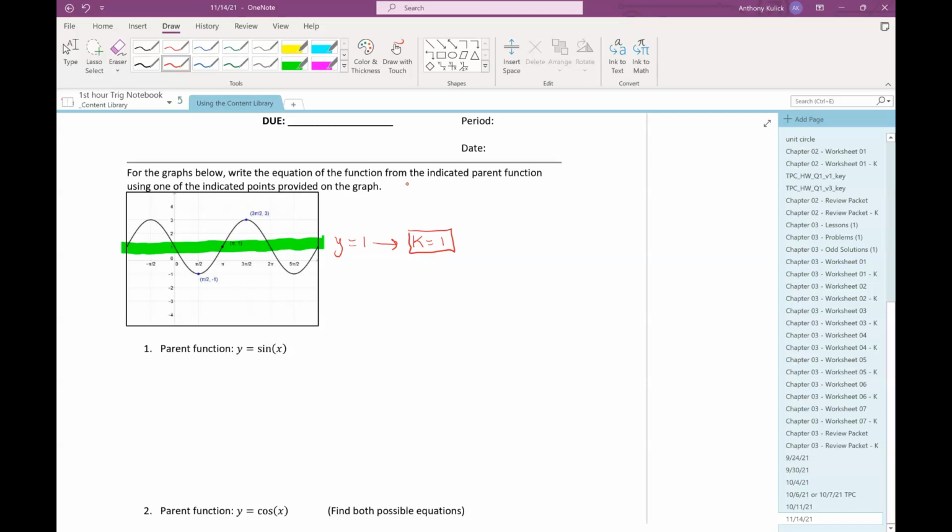The next thing I'm going to do is look for the amplitude. I remember the amplitude is the distance from an extreme point, a max or a min, back to the midline. So the midline was at 1, and the maximum is at 3. So the amplitude would have just been 2 units to go from 1 to 3.